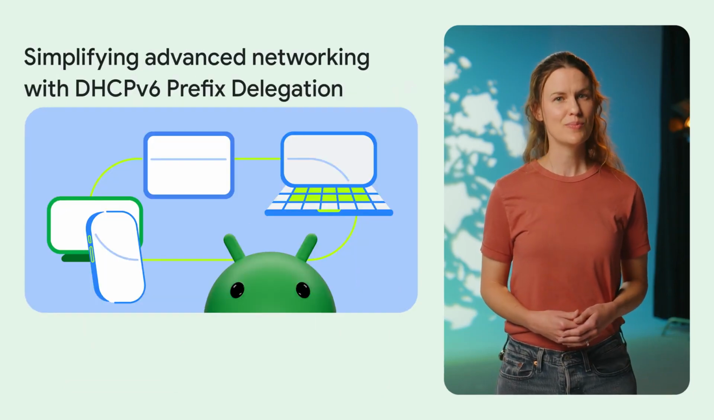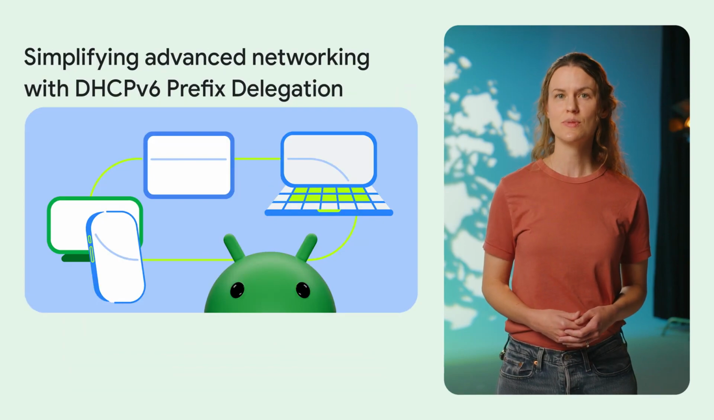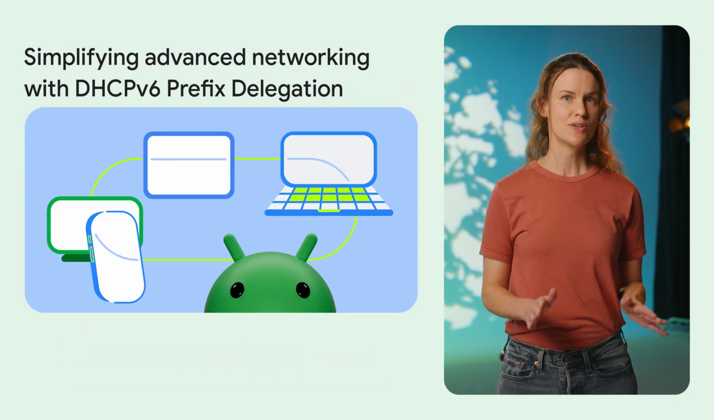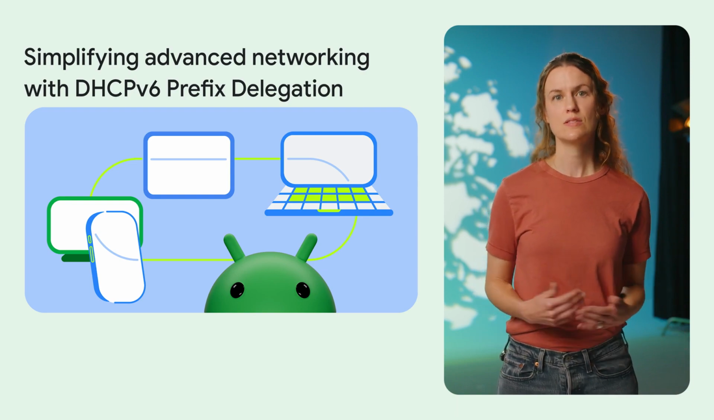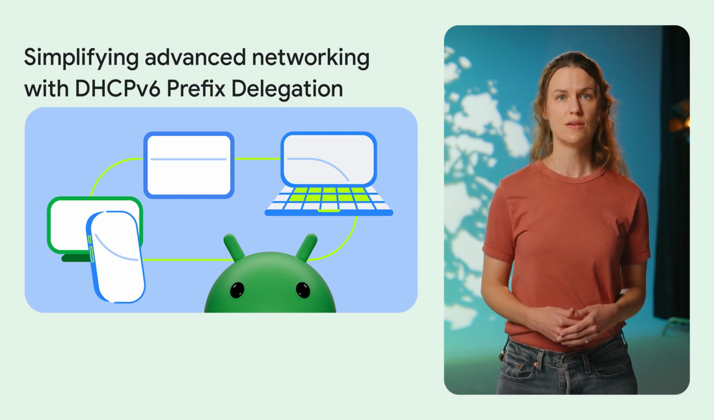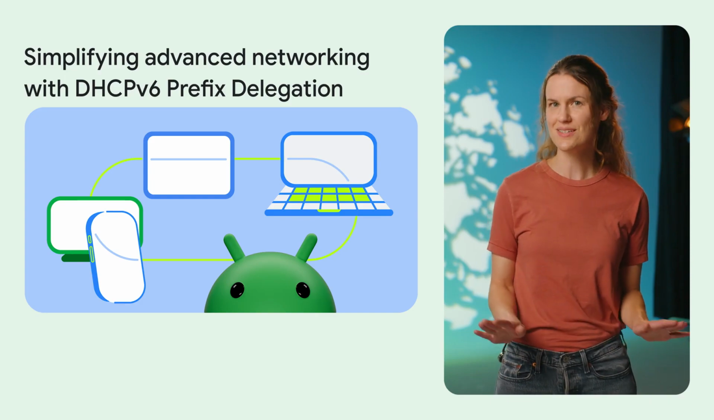DHCP v6 PD provides dedicated IPv6 address blocks on supporting networks. This addresses address scarcity and ultimately improves performance and battery life. Support is rolling out to most devices running Android 11 and later, and no action is needed on your part.